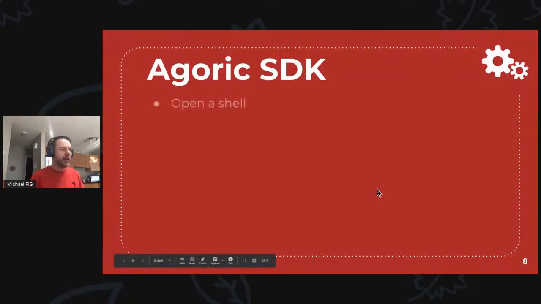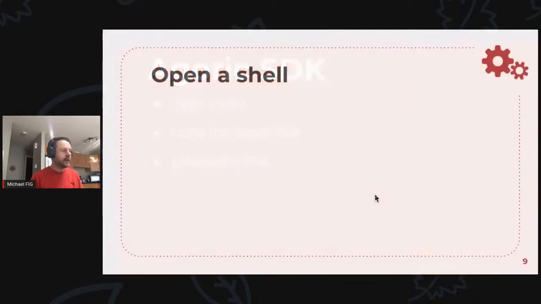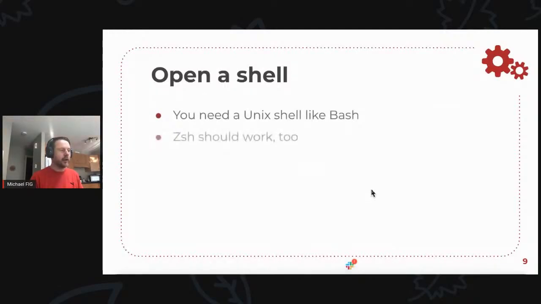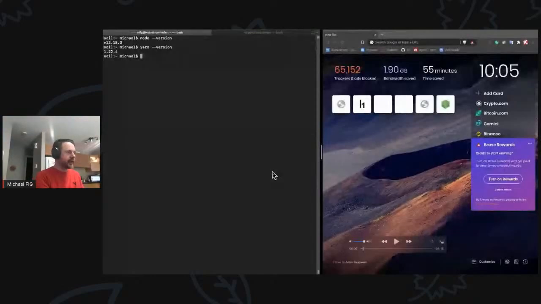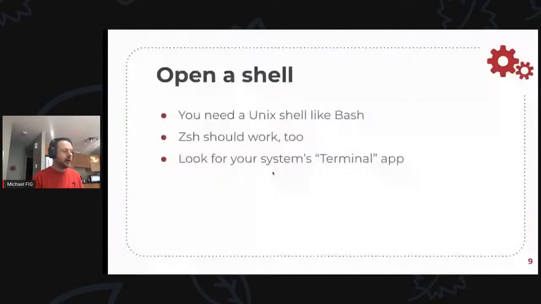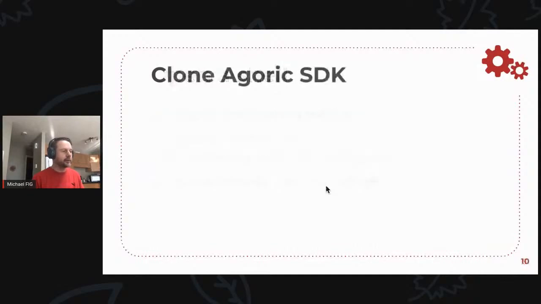For installing the Agoric SDK, we want to open up a shell like I've already shown, clone the Agoric SDK from Git, and update the SDK with the latest version. So a shell prompt, you basically need something like bash or Z shell should also work. And you want to look for your system's terminal app, just like I have open here. So this is bash that I'm currently running. And you can basically use any directory as your starting point for where to download the code and to install things. So we'll start with cloning the Agoric SDK.